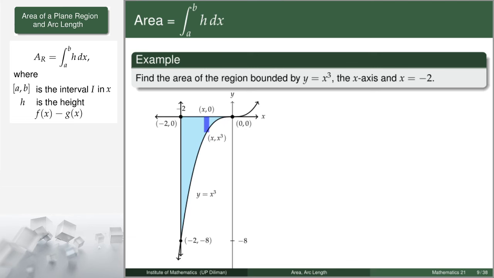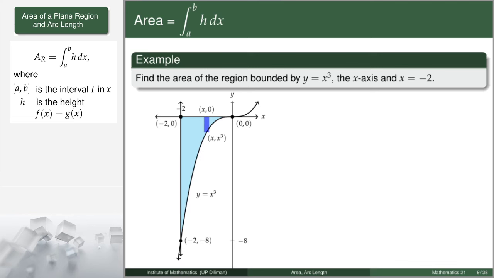Now, given below is the drawing of our region, where y equal to x cubed will be this curve here that I am tracing currently. Of course, I have the x-axis, which is this axis here, and the vertical line x equal to negative 2.